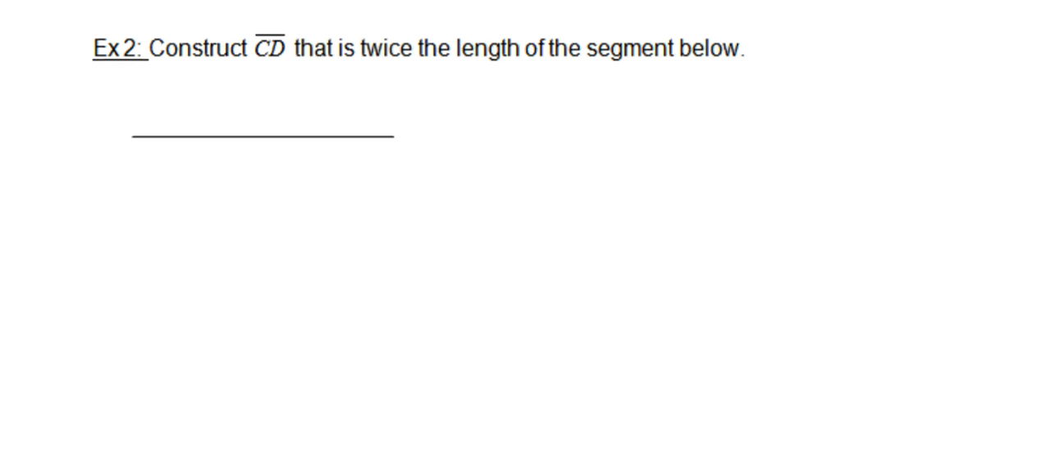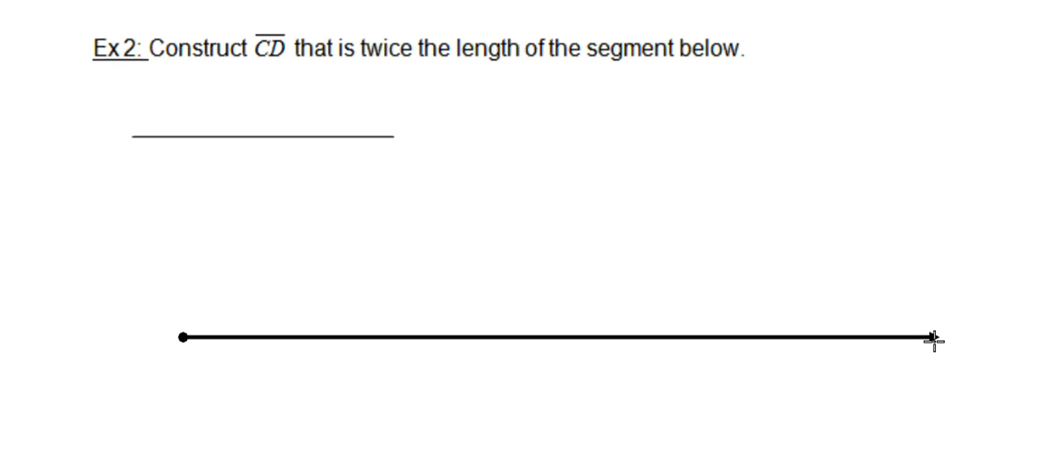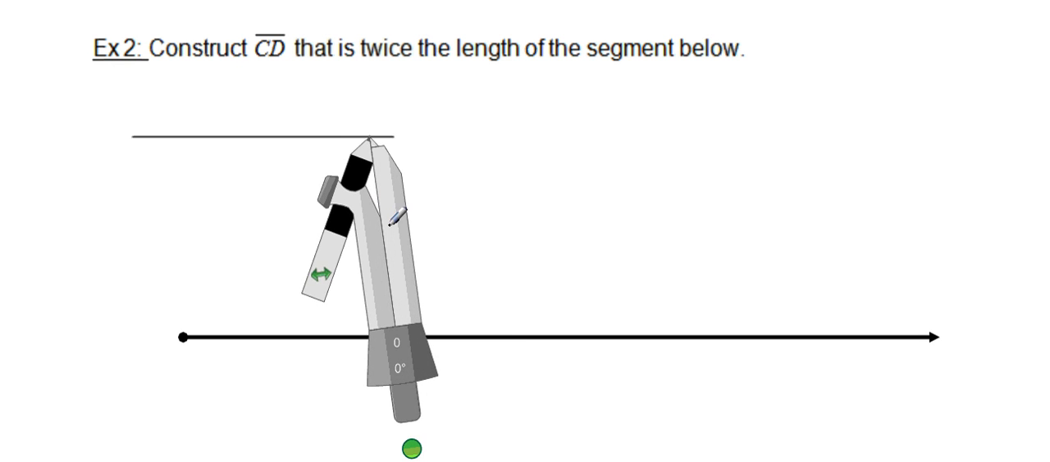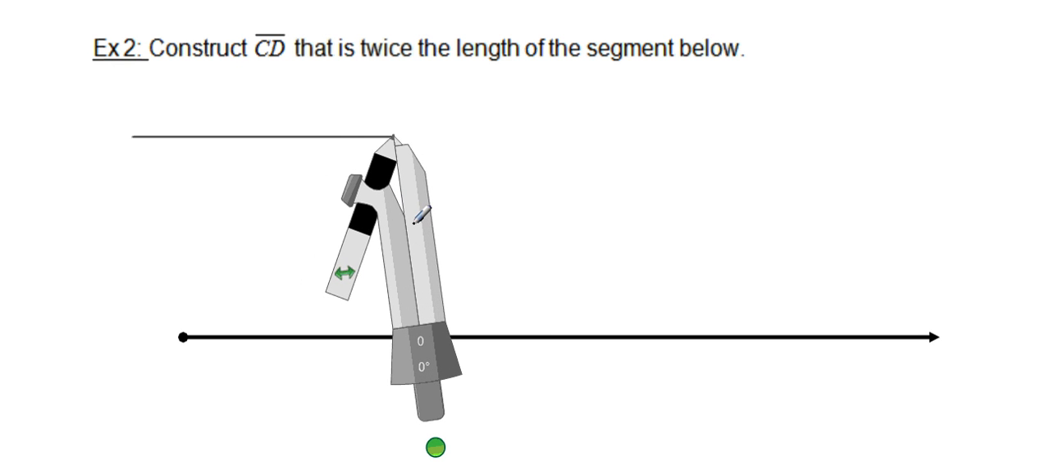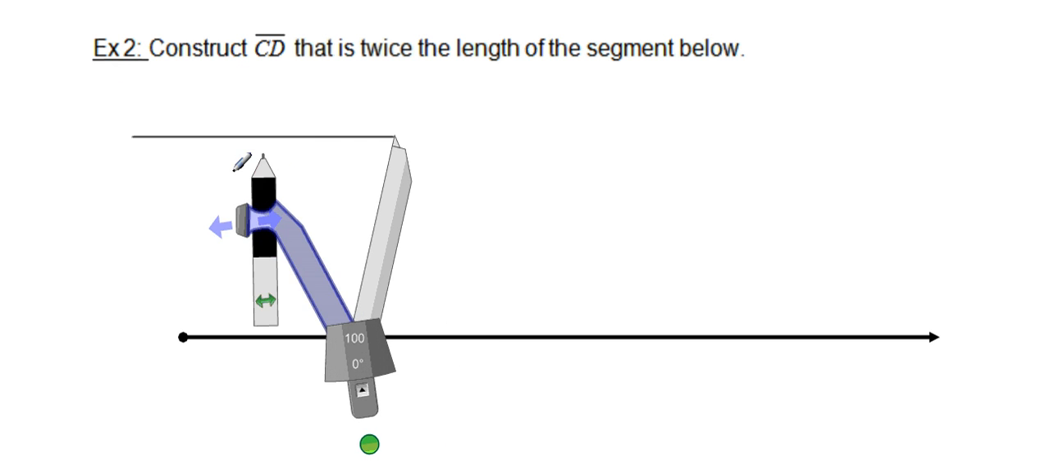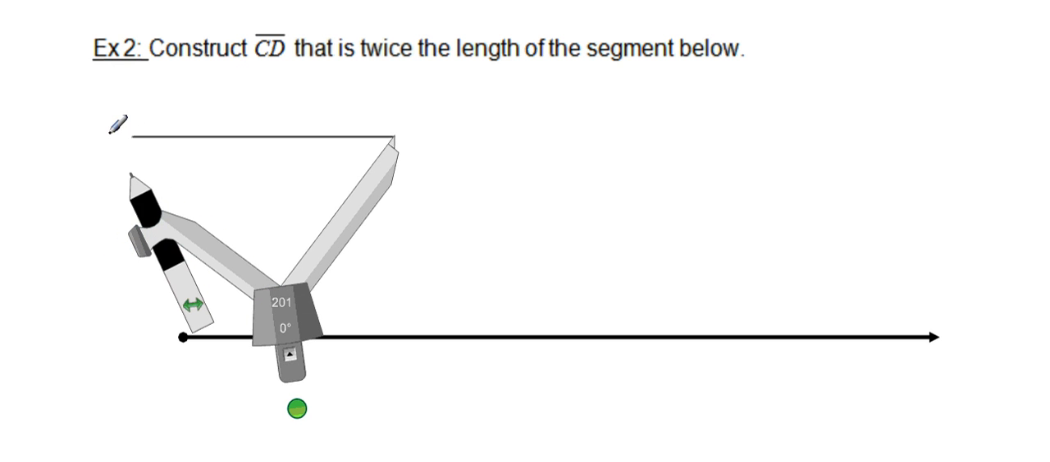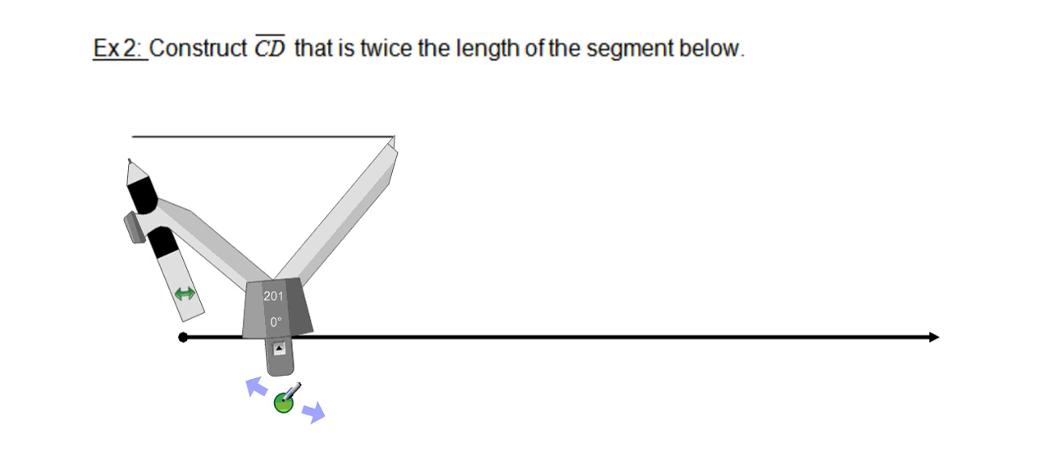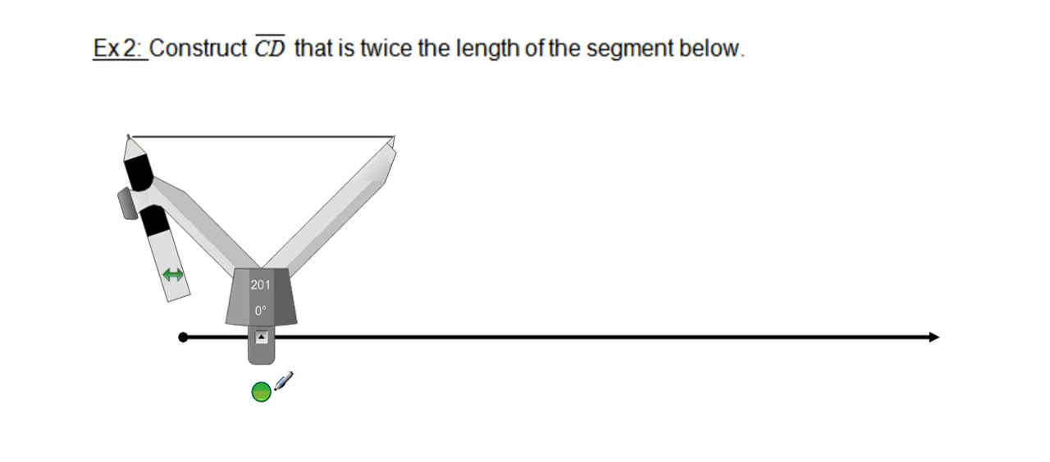So again, the very first thing I'm going to do is start with a ray on my paper. I want to now measure the distance between these two endpoints. So I'm going to pull out my compass, my measuring instrument. I'm going to place the pointy end of my compass at one end of the line segment, and I'm going to stretch out that compass so that the pencil is at the other end.